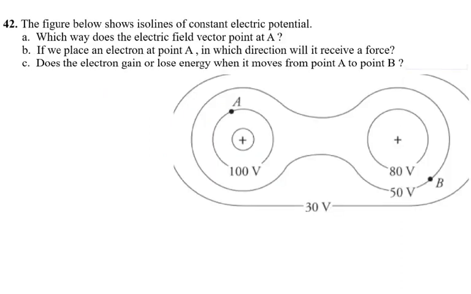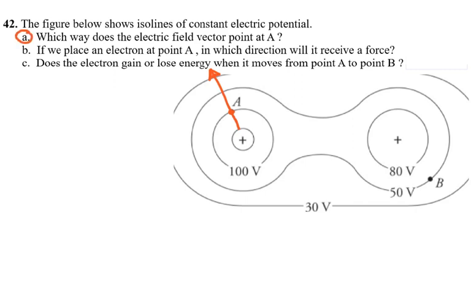In problem 42, they say the figure below shows isolines of constant electric potential. Which way does the electric field vector point at point A? Here is our point A, and because it's a positive charge, the electric field lines are going to be pointing away. So that would be the answer for A.